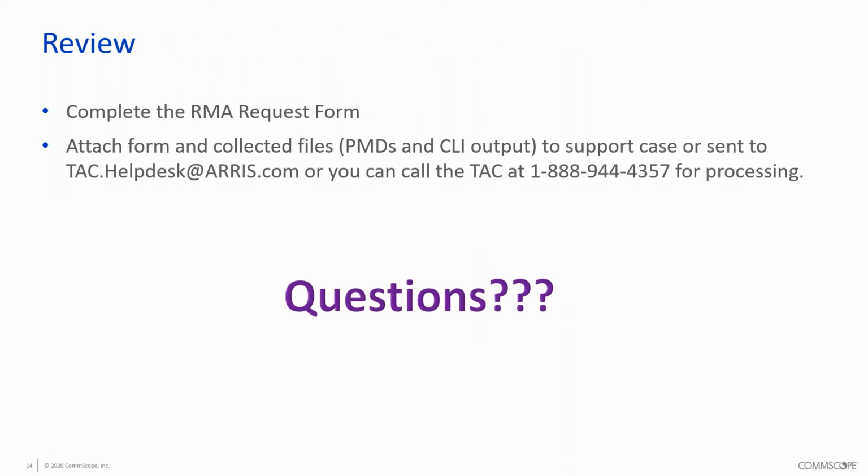So complete the RMA request form, attach those files that we've been talking about, and send it to our help desk. The email address for that is tac.helpdesk@commscope.com. I apologize for that, I did not change that on this slide. Or you can give them a call at 1-888-944-4357. Pretty short and sweet. There's not a whole lot to that.